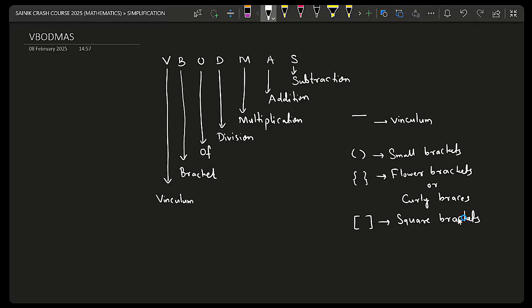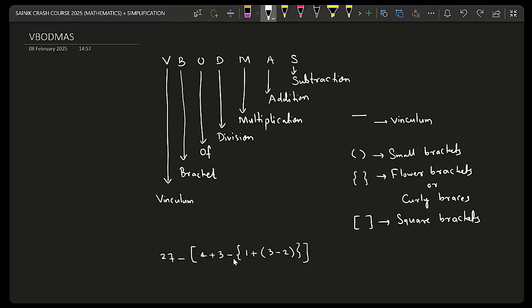For example, I have something like 27 minus [4 plus 3 minus {1 plus (3 minus 2)}]. Here you remember one thing: always open the brackets from the innermost bracket to the outermost bracket. The small bracket is innermost, just outside is the flower bracket, and outside is the square bracket. So first we have to deal with the small bracket, that is 3 minus 2. So 3 minus 2 is 1.